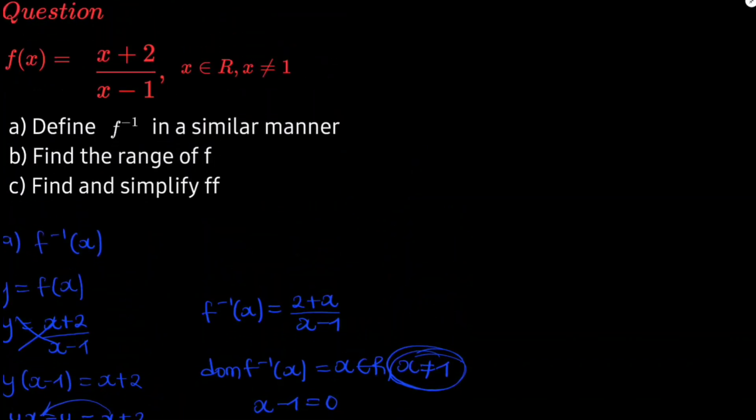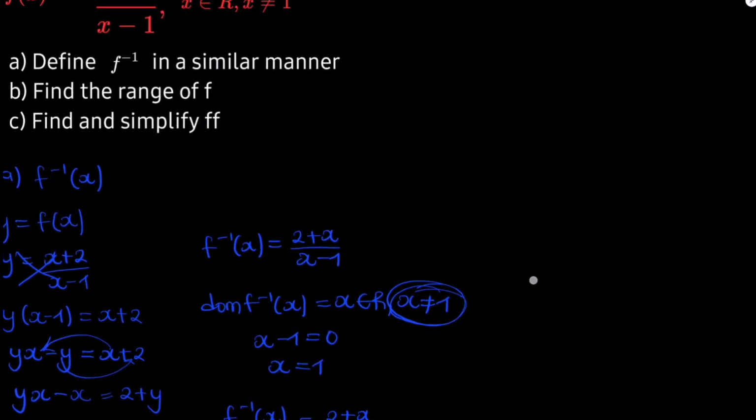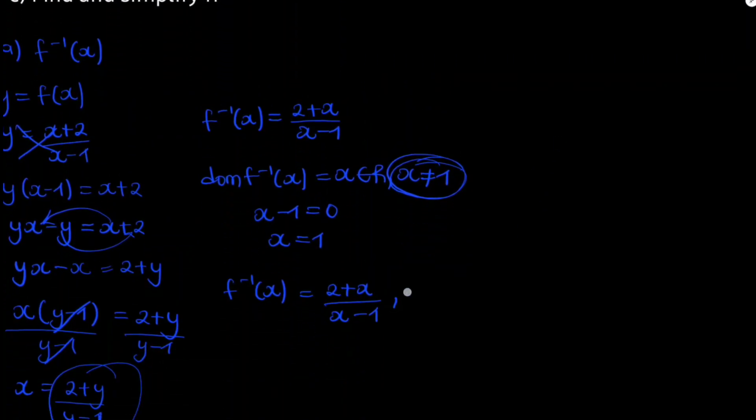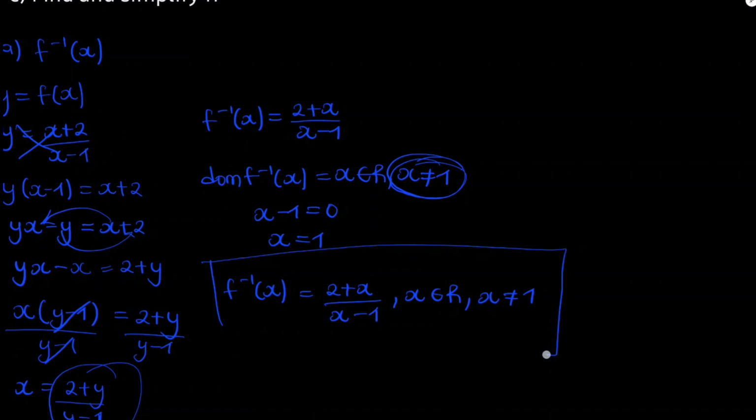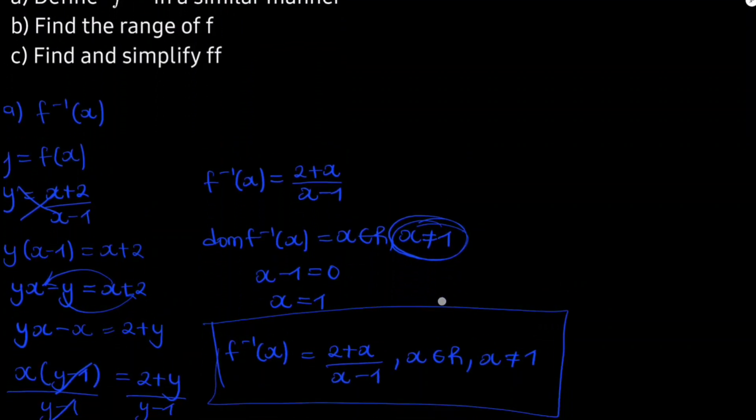A says define f inverse of x in a similar manner, in a similar manner as the question was given. So we have f inverse of x equal to 2 plus x divided by x minus 1, and then x an element of R where x is not equal to 1. So this is what we have for our A part. The B part says find the range of f.